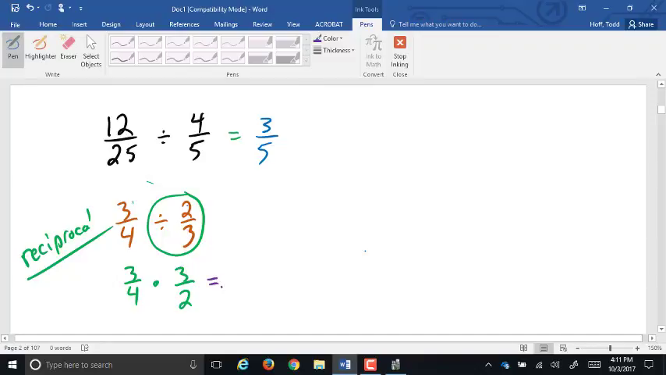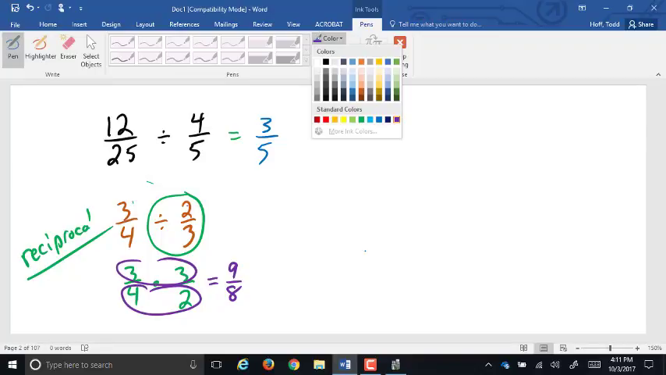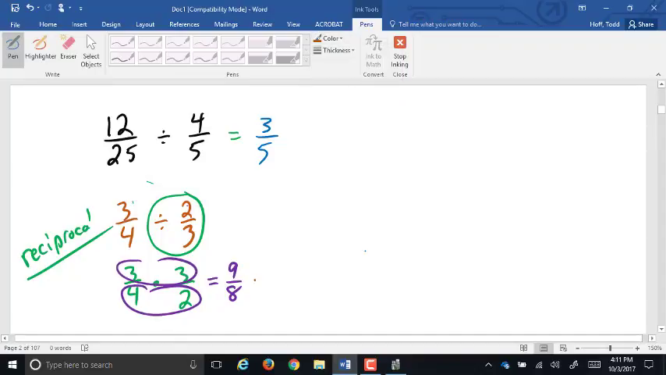And now it's multiplication. 3 times 3 is 9. 4 times 2 is 8. Now, of course, that's a mixed number. That can be reduced to what? 1 1/8.